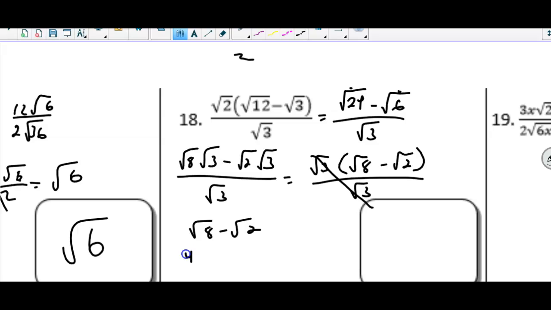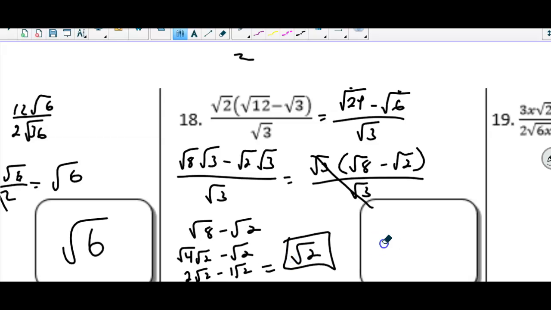This breaks down to 2 square root of 2 minus square root of 2. Anyway, that's 2 square root of 2 minus 1 square root of 2, which equals 2 minus 1 is 1 square root of 2. So that's the actual answer.